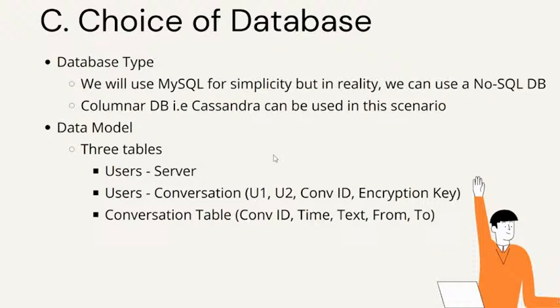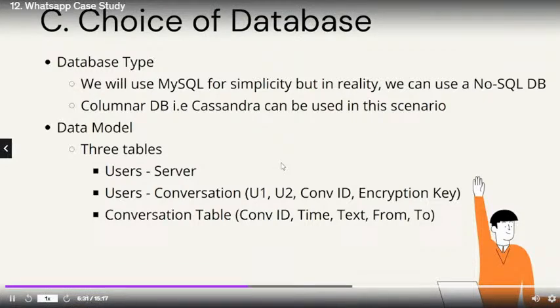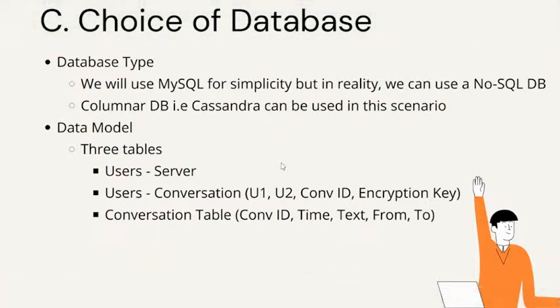Once we finalize the type of database, we'll have to model the data, meaning we'll have to figure out how many tables we need, which table will have what kind of information. Let's assume for simplicity we need 3 tables. One that stores the relationship between a user and the server, meaning we have 1 million users and we have multiple servers. We need to keep a track of which user is connected to which server. That's where table 1 will come into picture.